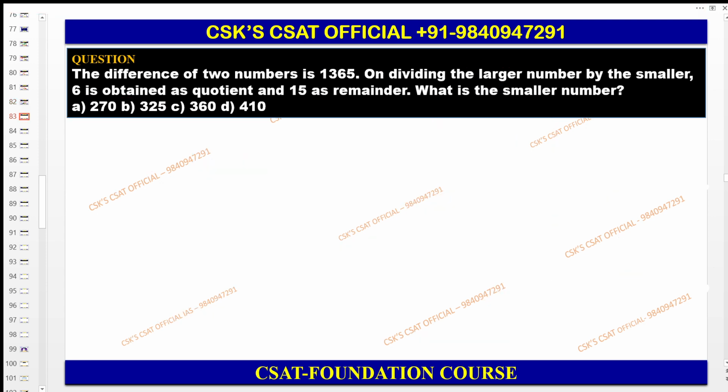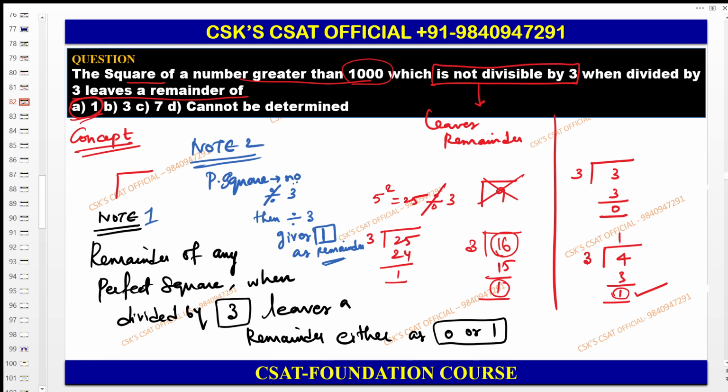Sir, in the previous question, they are asking the square of a number greater than 1000. No, that is why I am saying, irrespective of greater than 1000 or less than 1000, a perfect square number, when divided by 3, gives you a remainder of 0 or 1. When will it give you a 0? A perfect square number which is divisible by 3 gives 0 as the remainder. A perfect square number which is not divisible by 3, in all the cases, will give you 1 only as the remainder.